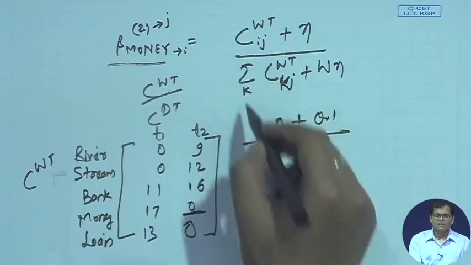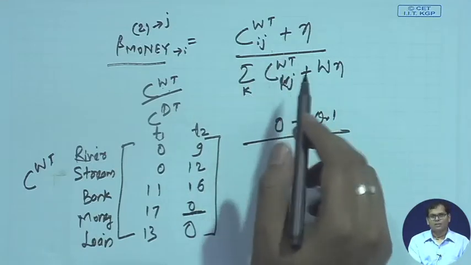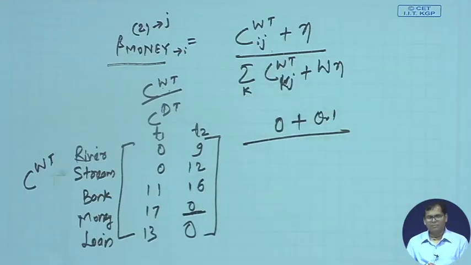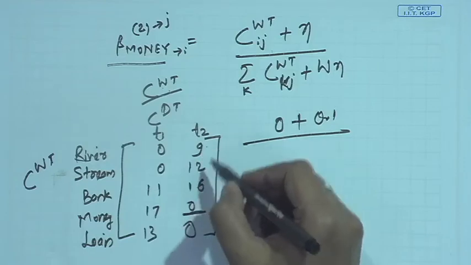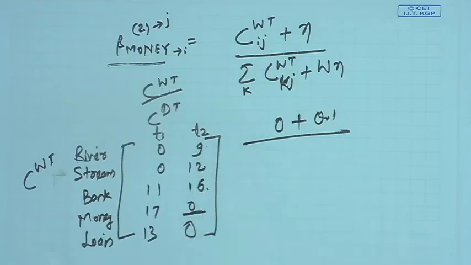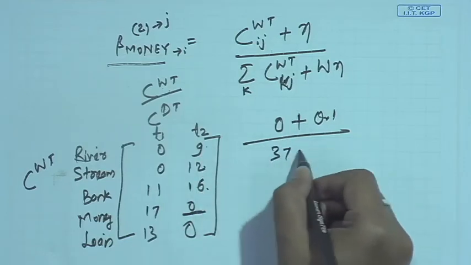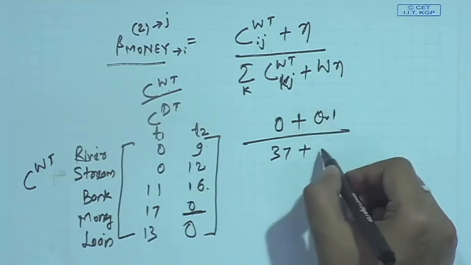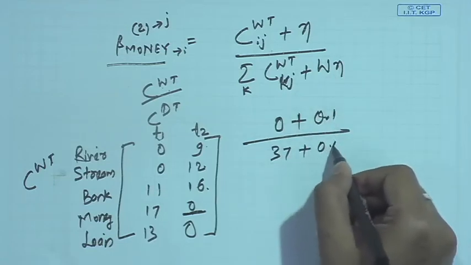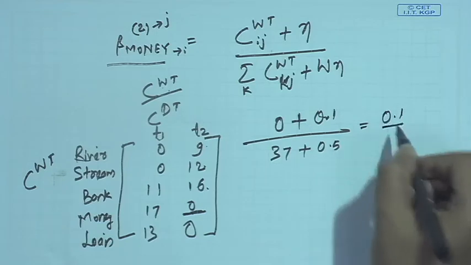Now, divide by the summation over k of all the words that have been assigned to topic 2. I will just add this column: 9 plus 12 plus 16. That gives me 37, plus W, the number of words, which is 5, times eta, so this becomes 0.5. So, this comes out to be 0.1 divided by 37.5.